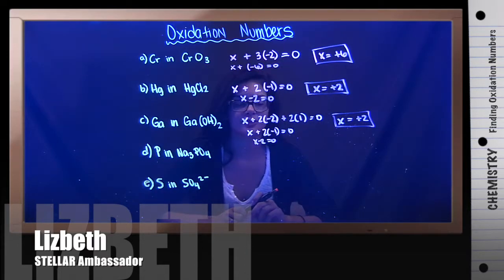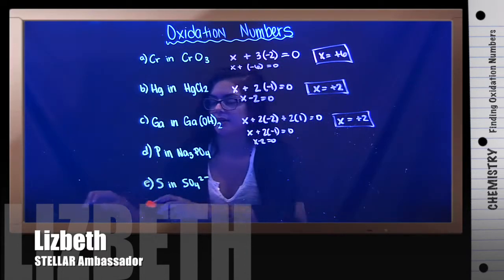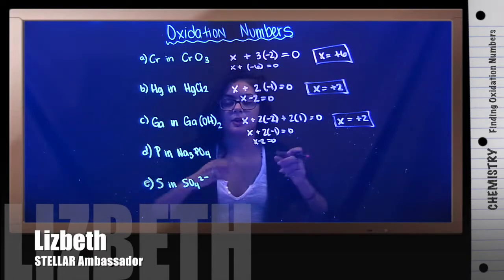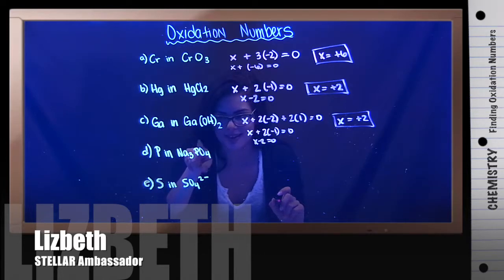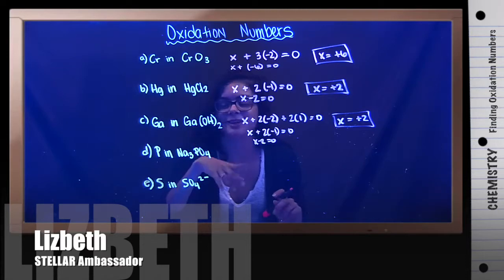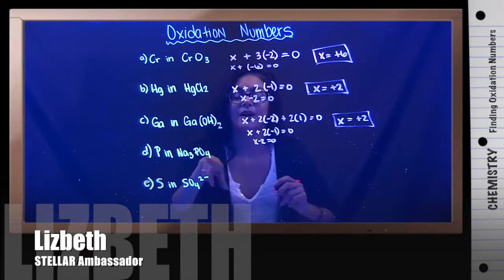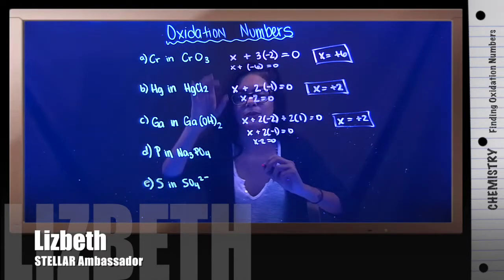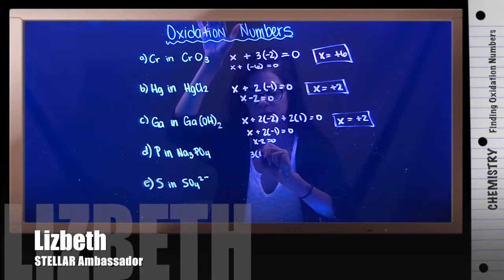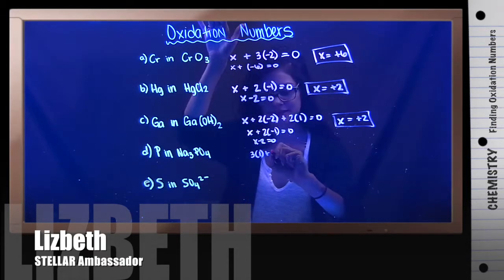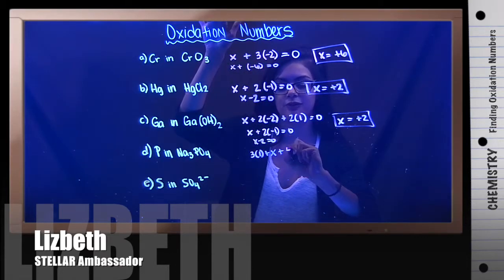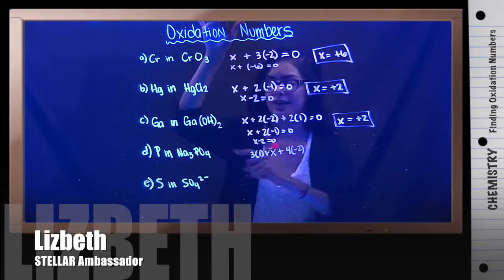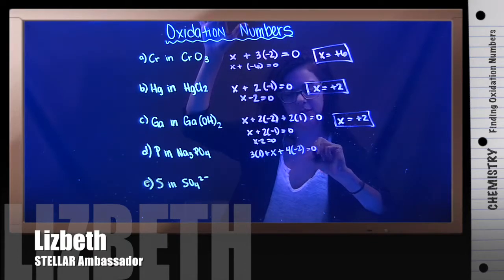Now we're going to use phosphorus in Na3PO4. This one's a little trickier, right? Because it trips you up because it's in the middle. Just kidding. It's pretty easy. We're going to do 3 times the charge of sodium, which is 1. So 3 times 1. We have 1 phosphorus, so that's going to be x. And then we have 4 oxygens, so that's going to be 4 times -2. And again, it's neutral, so it's going to be equal to 0.